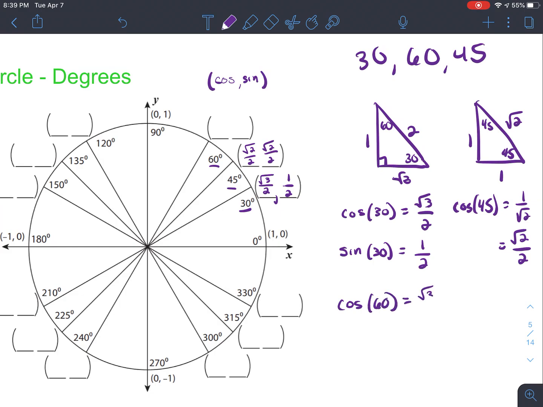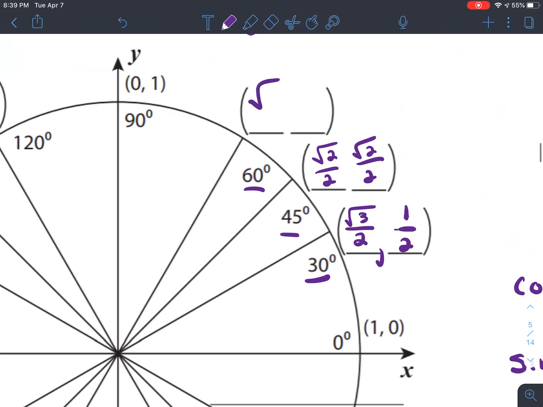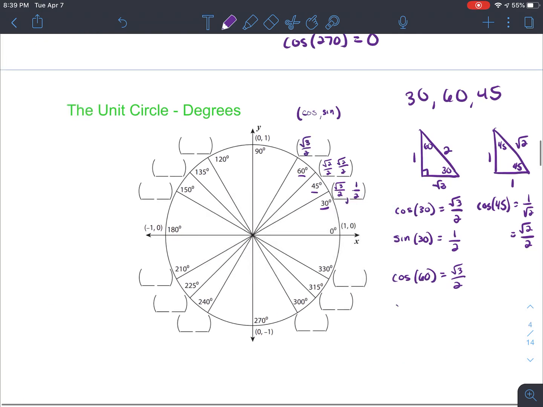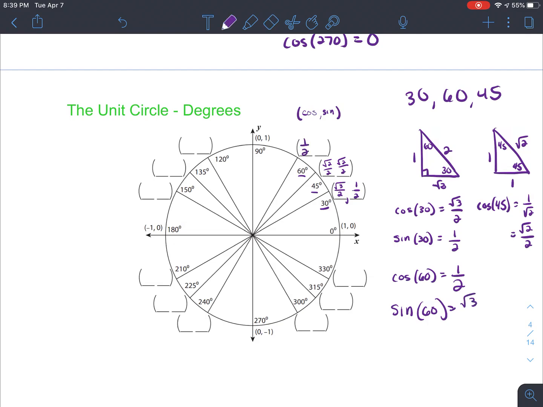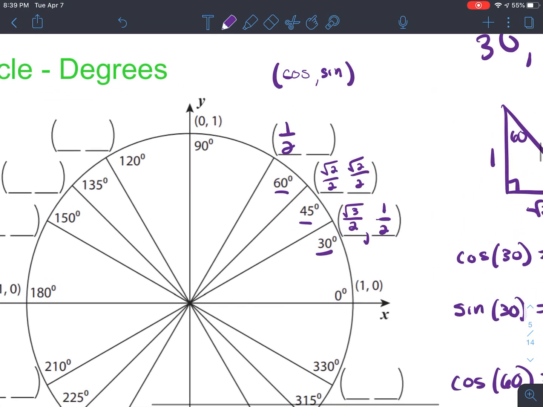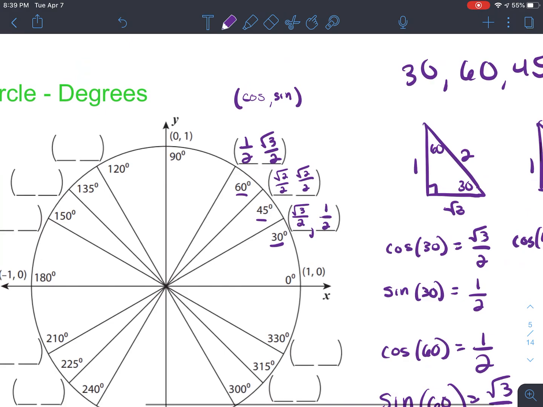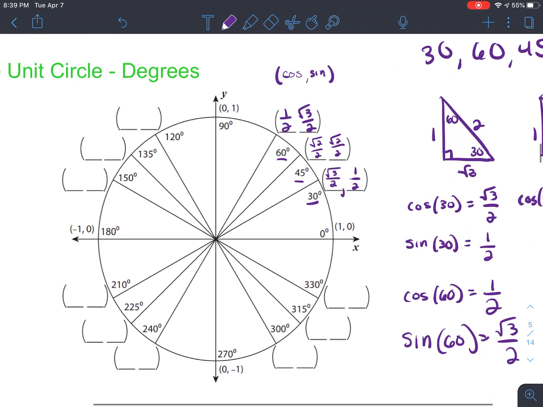And now let's do 60. Cosine of 60 is opposite over hypotenuse. So my x value is going to be that. Sine, not opposite, that was adjacent over hypotenuse, of 60 is equal to opposite. I apologize. Let's redo that for a second. Cosine is adjacent over hypotenuse. So adjacent is 1 over 2. And sine is opposite over hypotenuse, which will be radical 3 over 2. Okay, so we've done our first quadrant.